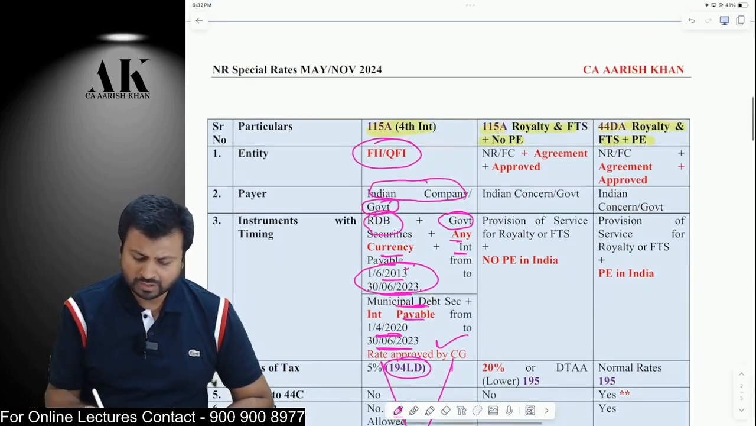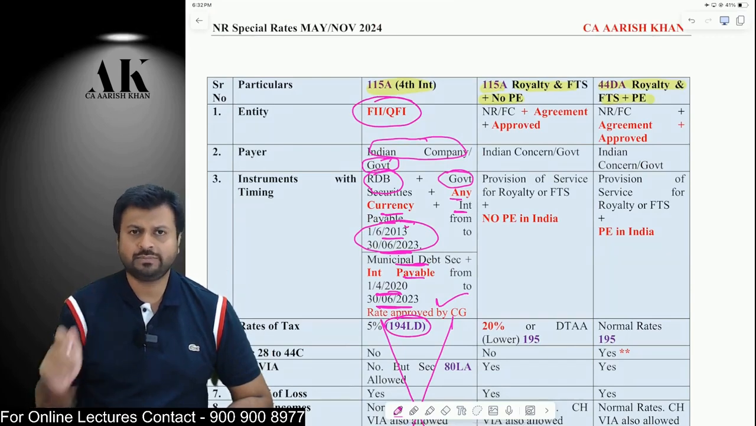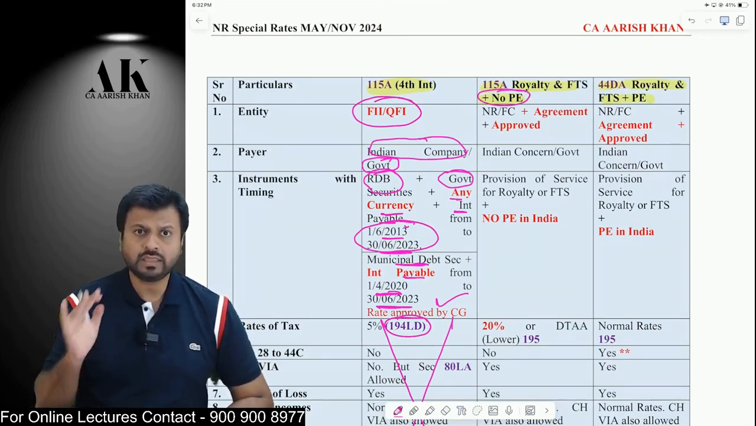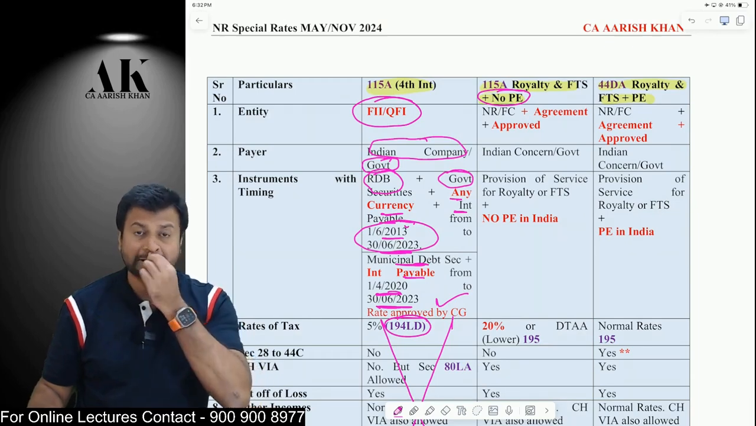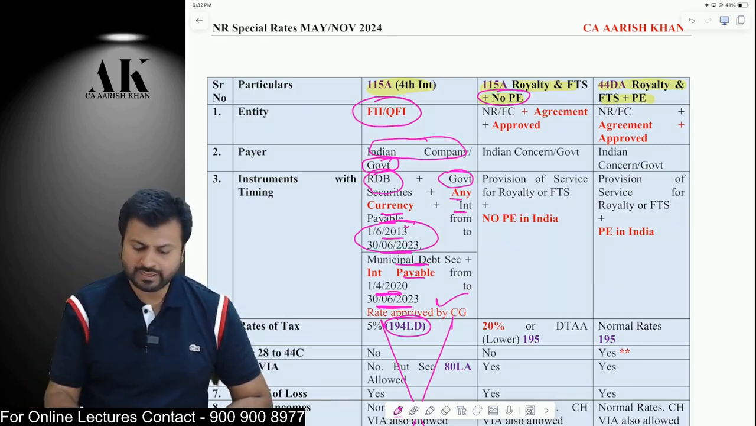Now, coming to royalty and FTS. Now remember, for royalty and FTS, there are three possibilities. Always remember, if there is a royalty and FTS, and there is no PE of the non-resident and foreign company, but there has to be an agreement between both the parties and it should be approved by the central government. If there is an agreement and it is approved by the central government, then it can come either in 115A or 44DA.